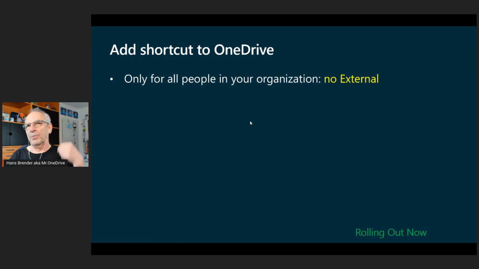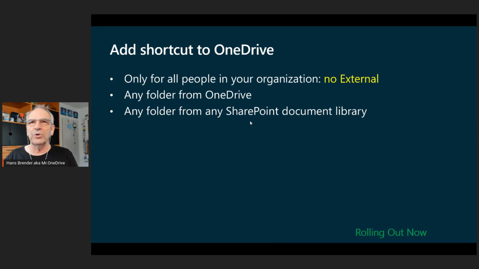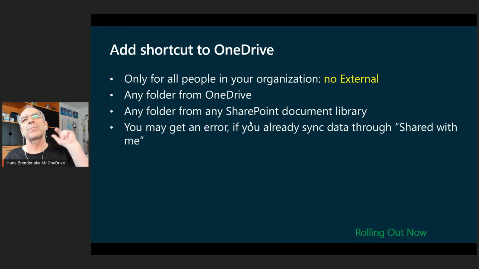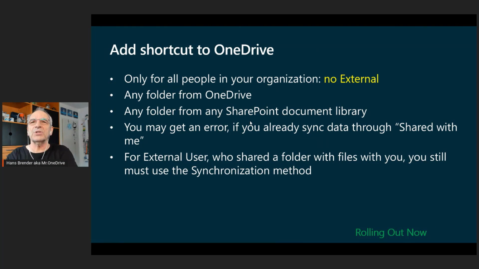Again, summary for a shortcut to OneDrive. That means only for people in your organization, no external. It's rolling out now. Any folders from OneDrive, you will have. Any folders from any SharePoint document library. You may get an error if you already sync data through the Shared with Me possibility. And for external users who share a folder with files with you, you still must use the synchronization method. External users are not allowed to do this these days. We have to wait and see what Microsoft is doing.